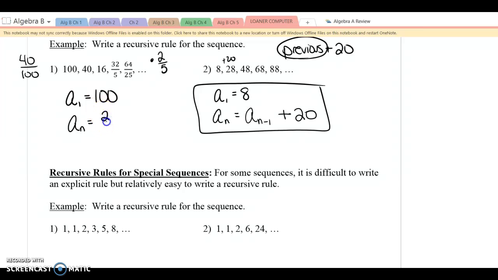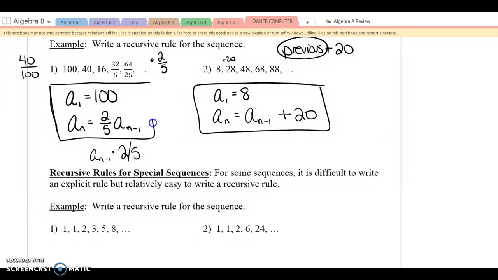When you're multiplying, it's a good idea to put the multiplication in front of the symbol for the previous term. But if you wrote something like a sub n minus 1 times 2/5, I wouldn't count that wrong. It's just not quite as pretty. And that's it.